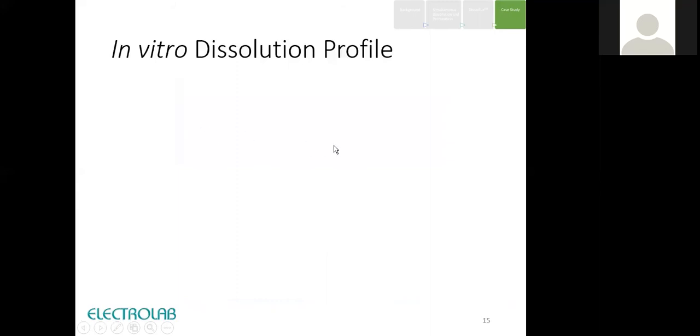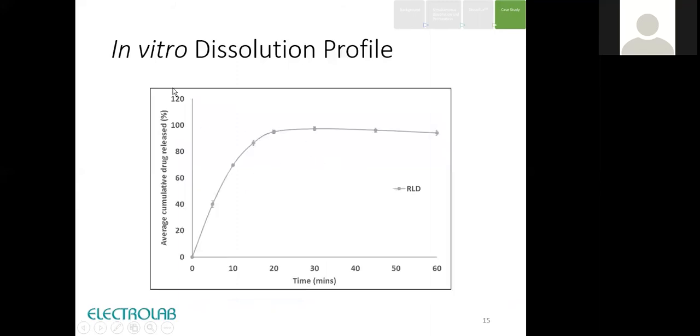From the in vitro dissolution data, the y-axis has average cumulative drug release with respect to time on the x-axis. We can see the curve for the dissolution profile for RLD, more than 85% of the drug released in about 15 minutes. For test product 1, we see that the profile is slightly different than the RLD, compared with test product 2. Test product 2 actually has some overlap with the RLD in the earlier time points as compared to test product 1.